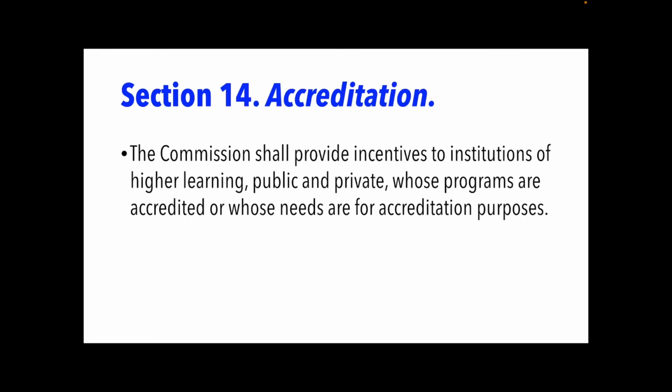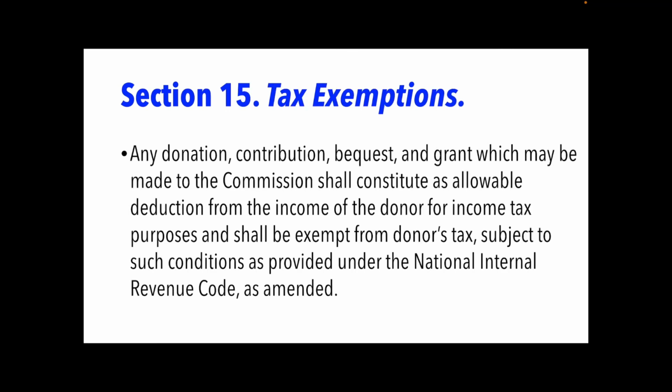Section 14, Accreditation. The Commission shall provide incentives to institutions of higher learning, public and private, whose programs are accredited or whose needs are for accreditation purposes. Section 15, Tax Exemptions. Any donation, contribution, bequest, and grant which may be made to the Commission shall constitute an allowable deduction from the income of the donor for income tax purposes and shall be exempt from donor's tax, subject to such conditions as provided under the National Internal Revenue Code as amended.